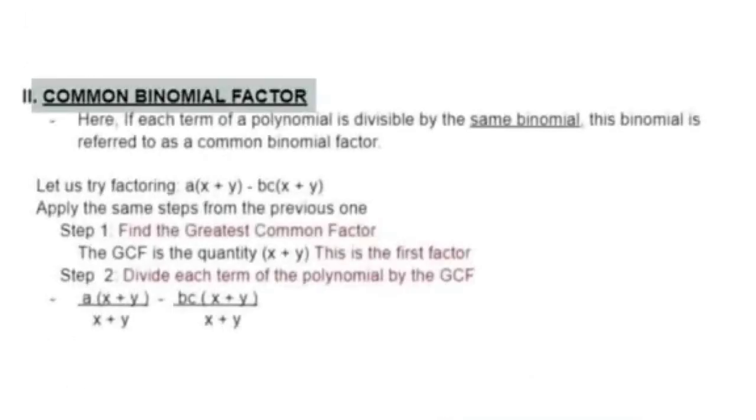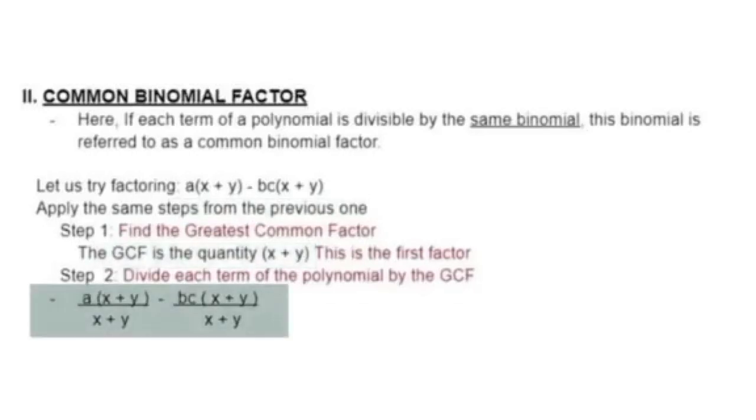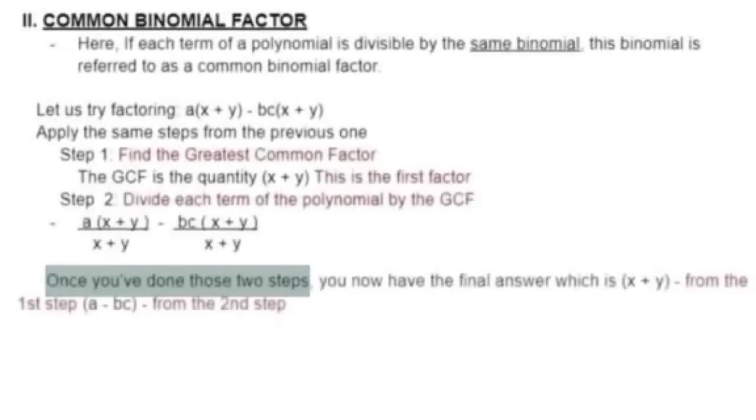Let's now move to the common binomial factor. Here, if each term of a polynomial is divisible by the same binomial, this binomial is referred to as a common binomial factor. Let's try factoring a times quantity x plus y minus bc times quantity x plus y. Apply the same steps from the previous one. Step 1. The GCF is quantity x plus y. Step 2. a times quantity x plus y divided by x plus y minus bc times quantity x plus y divided by x plus y is equal to quantity a minus bc. Once you've done those two steps, you now have the final answer, which is quantity x plus y times quantity a minus bc.